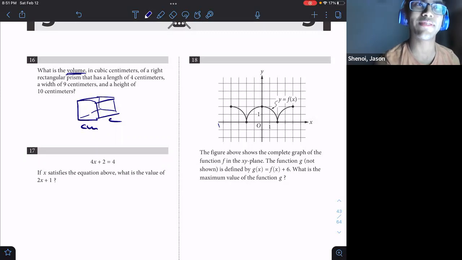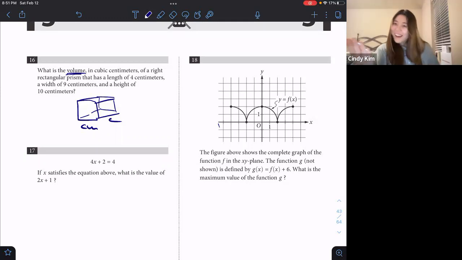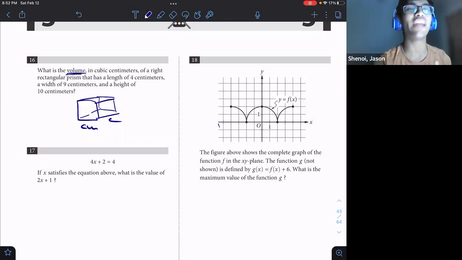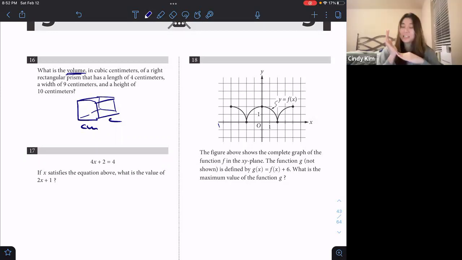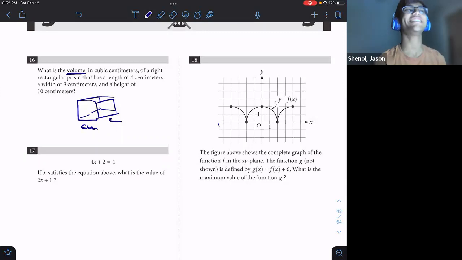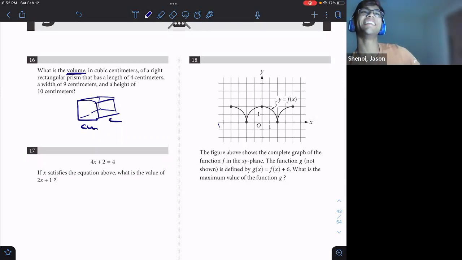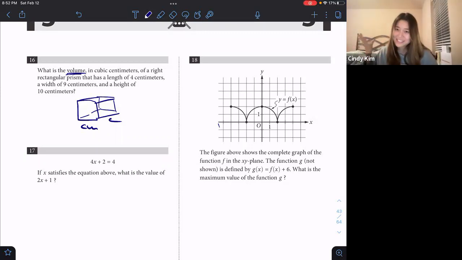So what are you going to do? I know you've been taught this. Length multiply width and then multiply the height. Yes, there you go. I was thinking in Korean and then translating it to English. It takes some time.